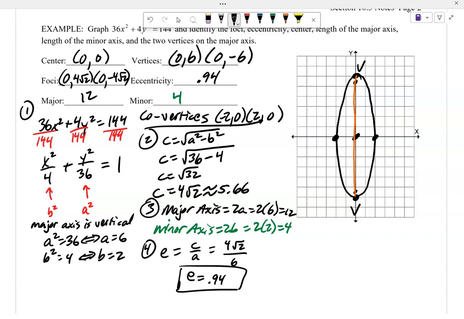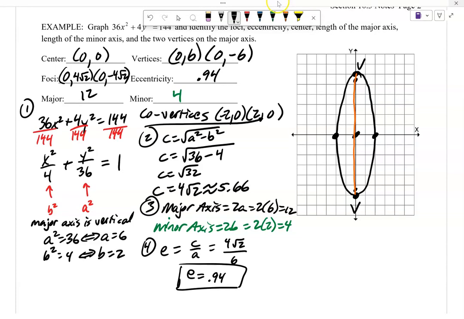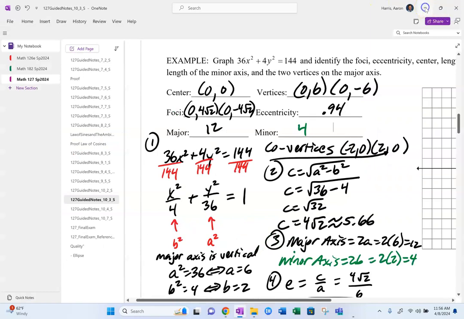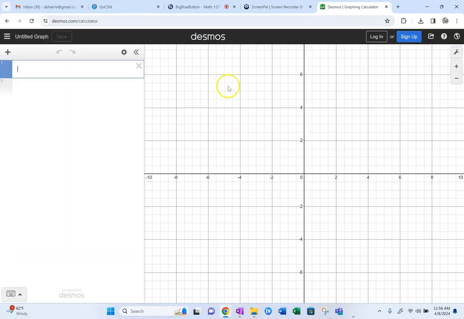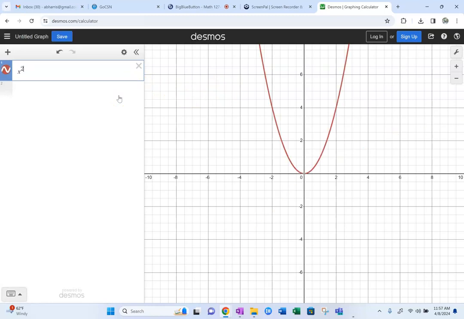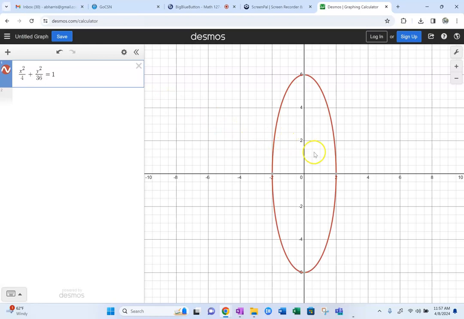And again, if you want to check these, let's go ahead and throw this one in. Show you one of these graphs on Desmos. I go to desmos.com, click on that graphing calculator. We had x squared over 4 plus y squared divided by 36 equals 1. There we go. And you can see our ellipse that's elongated vertically. In other words, the major axis is vertical.